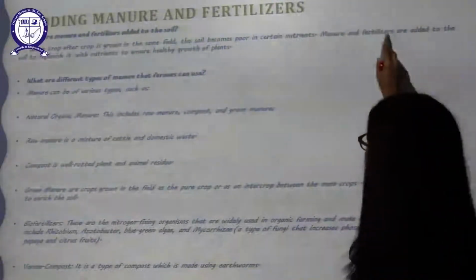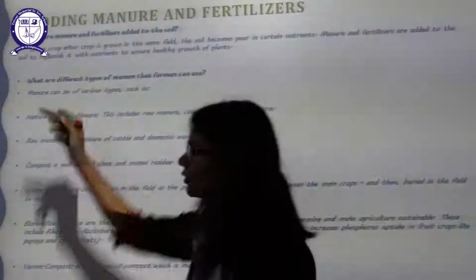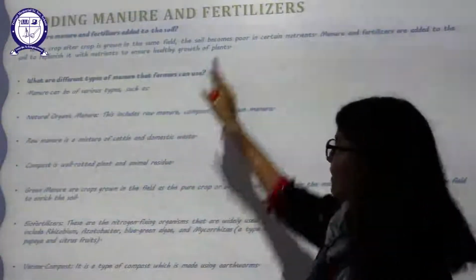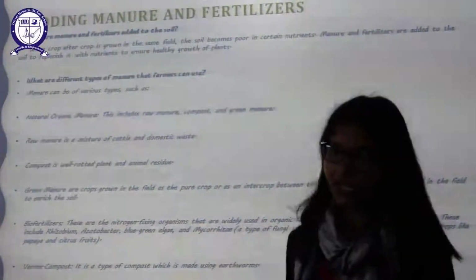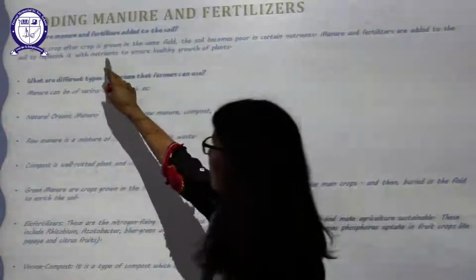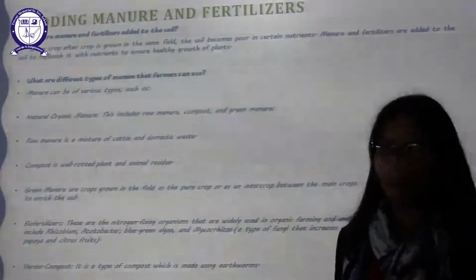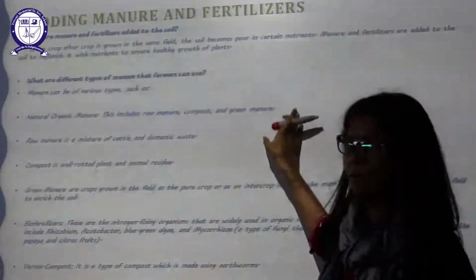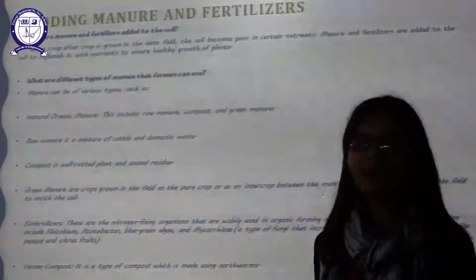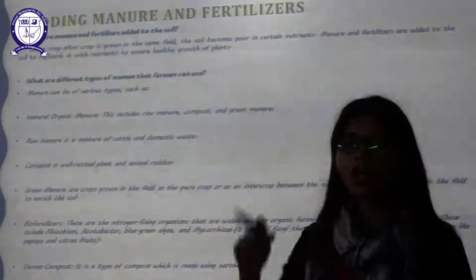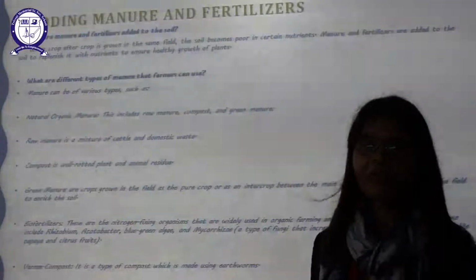Then manure and fertilizers are added to the soil to replenish certain nutrients in the soil. So to ensure proper growth of a plant, if we do not have manure and fertilizer, growth will be improper. They won't grow to a certain height. Your crop will be of low yield.